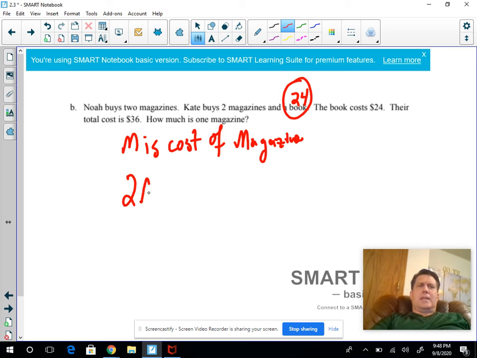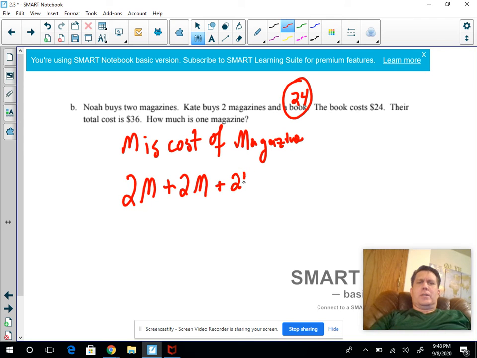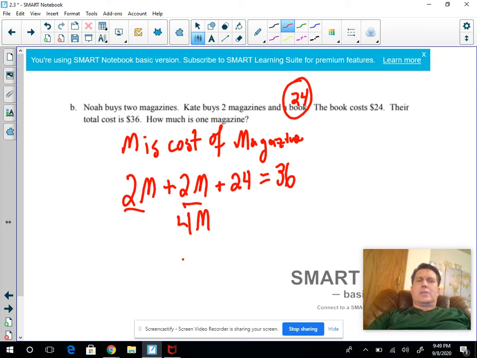He buys 2 magazines for Noah, plus Kate buys 2 magazines and 1 book, and the book is 24. So we're just going to replace that right away, and the total cost is $36. Now you would want to try to solve this. Again, it's a multi-step equation that's been set up. 2m and 2m are on the same side. Those are like terms. We get 4m plus 24 equals 36.